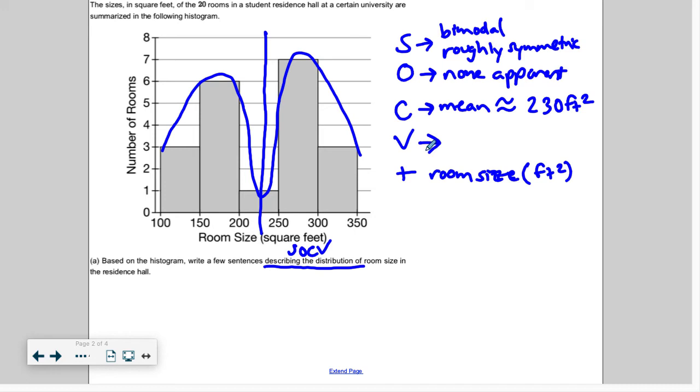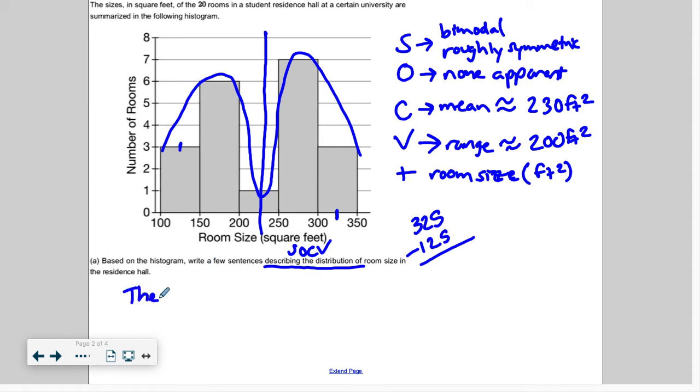All right, now variability. Again, this was something that we can't tell exactly because we don't have the data. So I say split the difference. So we're going to say in the middle of that would be 325. And then in the middle of this bar would be 125, and we need to subtract. So that's going to give us range is approximately 200 square feet. So now I've gone through SOCV and I have everything I need to talk about. So let me just write out a few sentences.